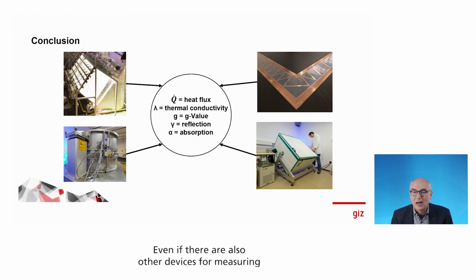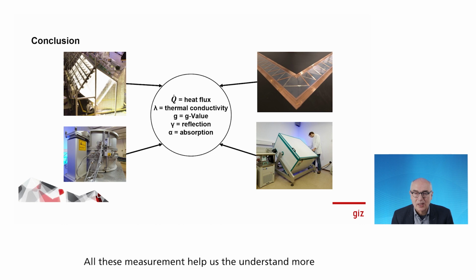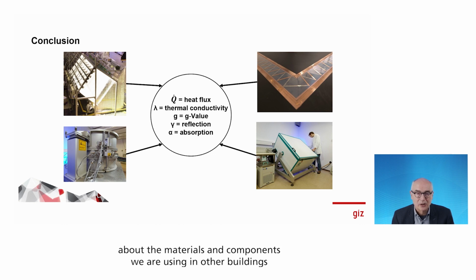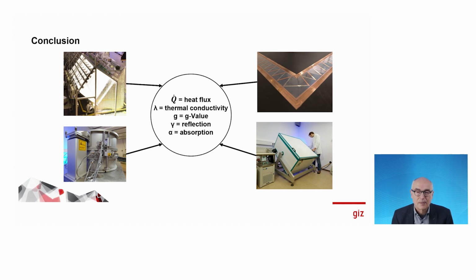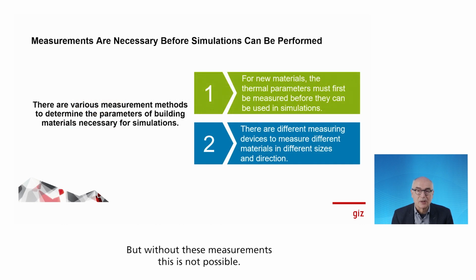Even if there are other devices for measuring the total energy transmission called G value, the reflectance and the absorption, these properties can also be derived from this measurement. All these measurements help us to understand more about the materials and components we are using in existing buildings and help us to evaluate the future buildings even during design. But without these measurements, this is not possible.